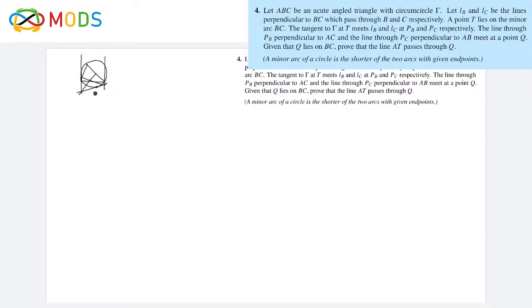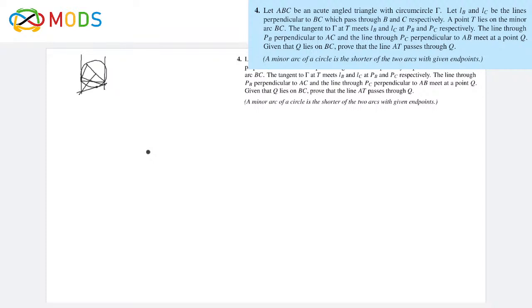Okay, AT does not pass through Q. That's good enough. Bro, are you kidding me? This is like one of those diagrams that's impossible to construct. You just have to go with this tiny diagram. So clearly we're just going to solve it on this tiny diagram. Easy.